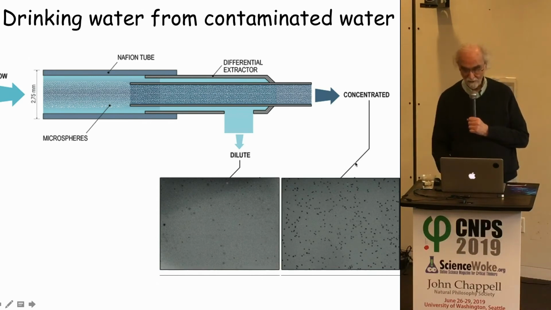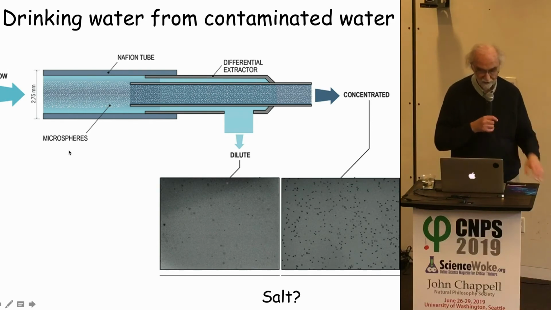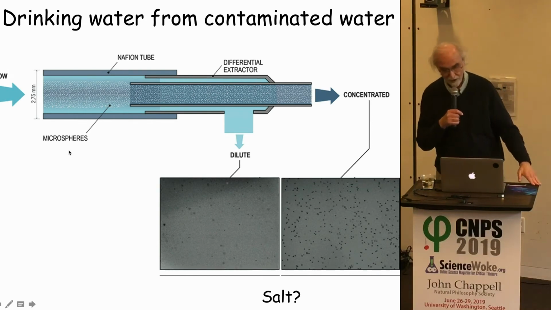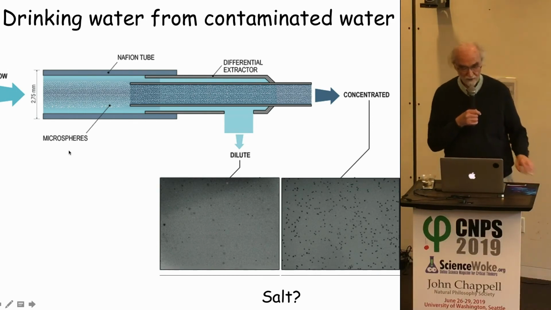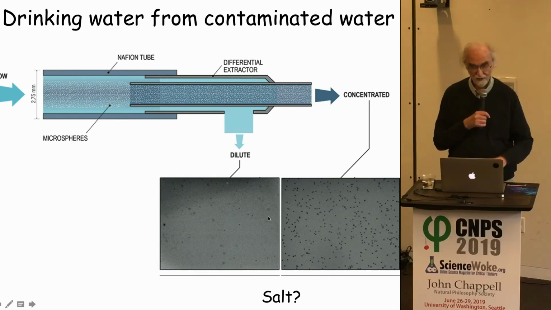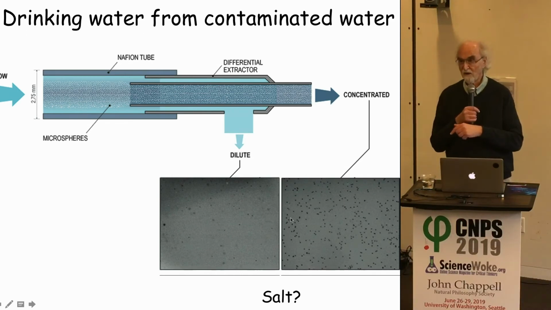So we're working on that. And we're also working on the possibility of separating salt from water, because I don't need to tell you about the need for drinking water. The ocean is an obvious place to get it from. And if we can separate the salt from the water, then in a similar way, we have some promising preliminary results. We can take ocean water and create drinking water out of it.